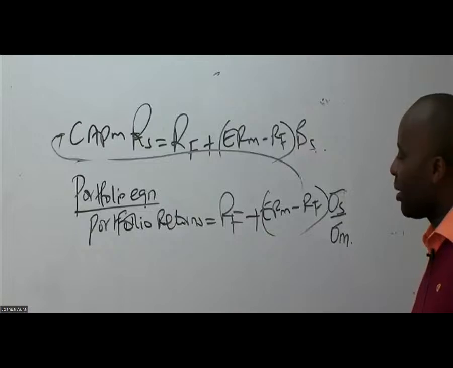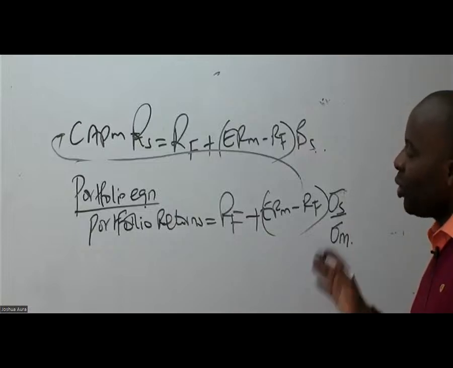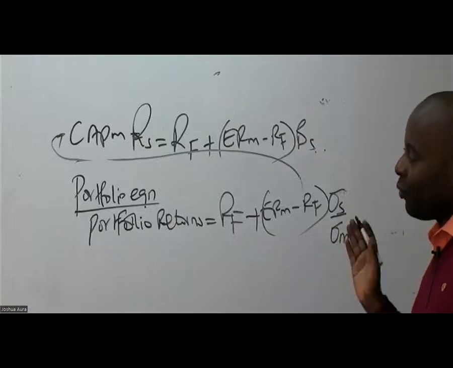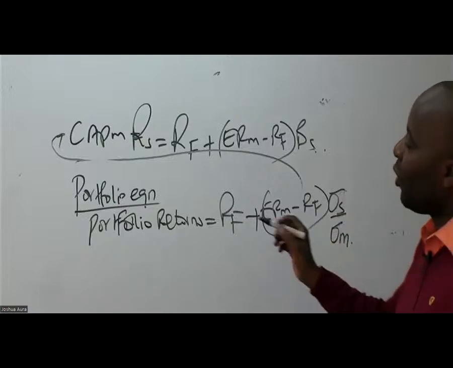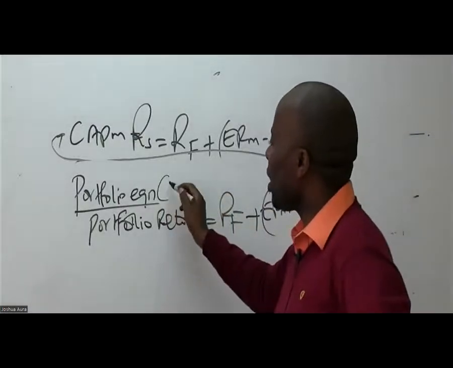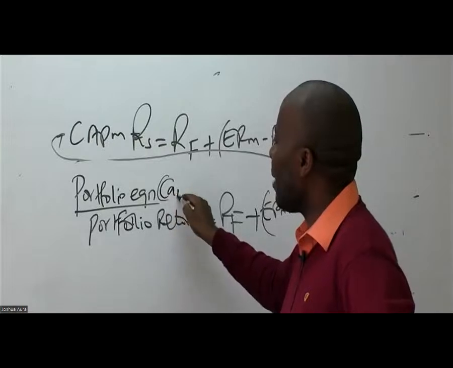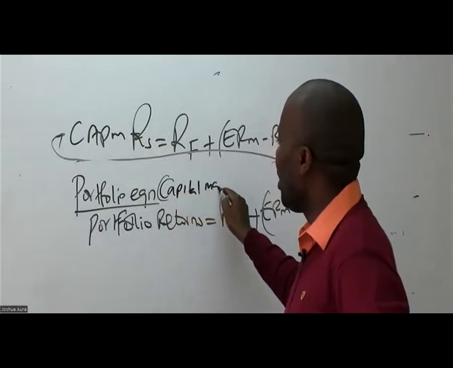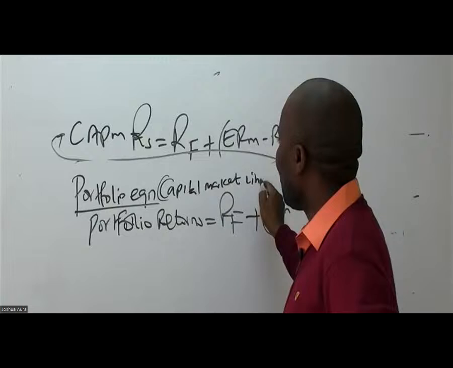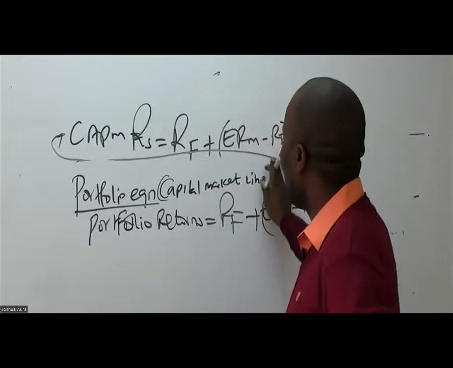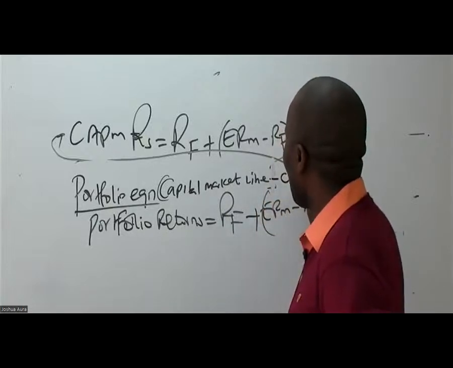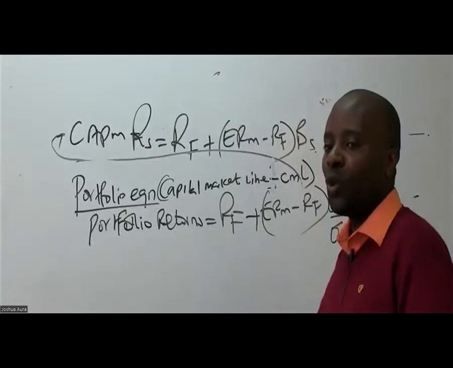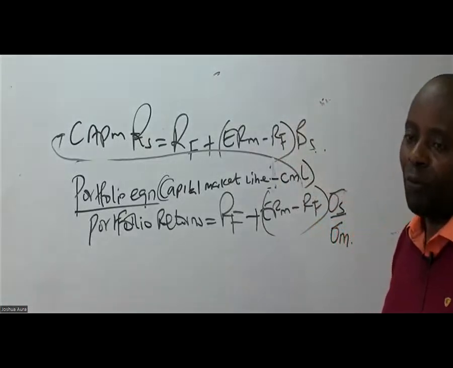All right? So the portfolio returns are known as the portfolio equation. This portfolio equation is also known as the capital market line equation, CML. The capital market line is a line that is used to appraise portfolio performance.